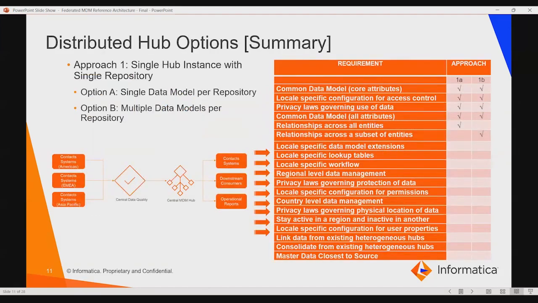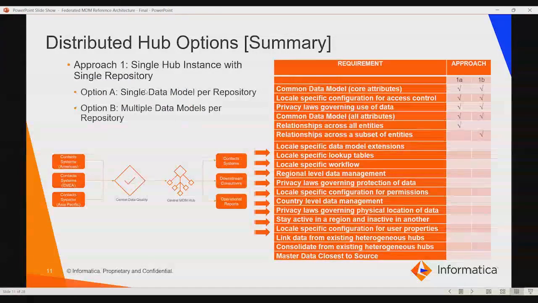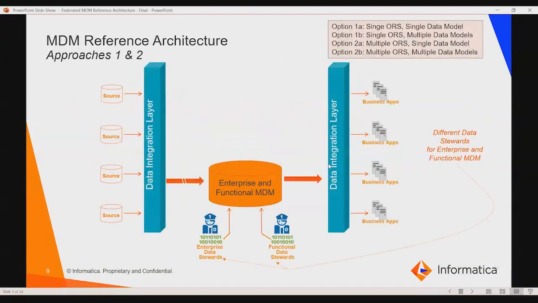Let's look at the distributed hub options, a summary of it. Approach one was a single hub instance with a single repository, and we would have option A, single data model per repository, and option B was multiple data models per repository. So for 1A and 1B, if I go back here, you'll see which was single ORS single data model and single ORS multiple data model.